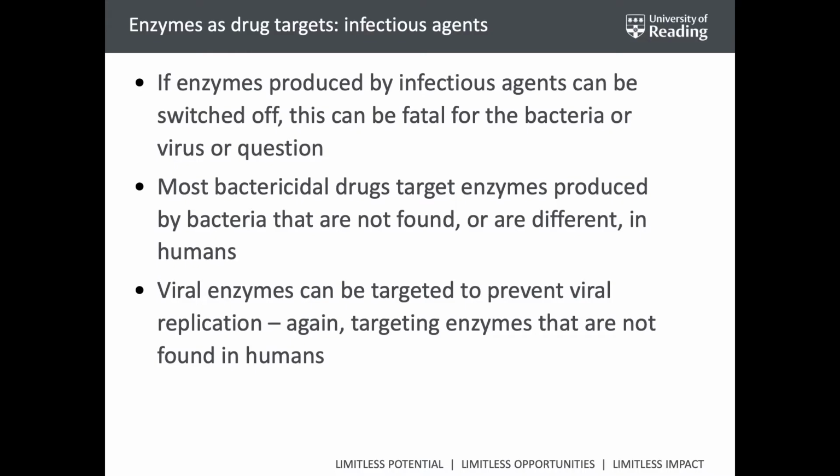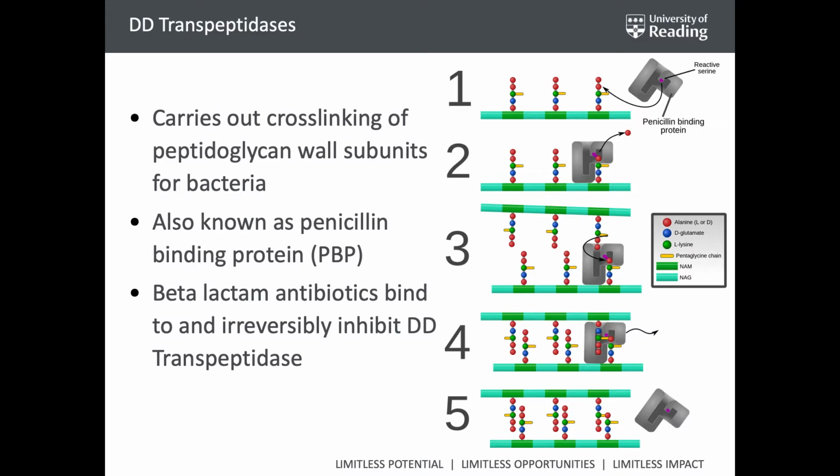Equally, viruses have a wide range of enzymes, some of which, again, are not found in the human proteome. And by specifically targeting those viral enzymes, you can prevent the viruses replicating or get rid of infection altogether. I'll talk through an example of both. In terms of targeting bacterial enzymes, probably the best studied and the most widespread drugs in use are drugs targeting DD transpeptidases.